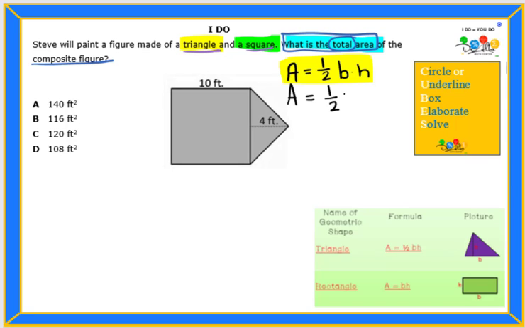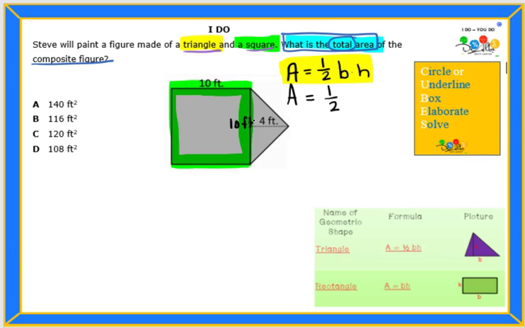So what we know is that the square has four congruent sides. So this side is also the base of the triangle. Can you see that? So if that is the side of a square, it has to be 10 because all sides of the square would be the same. So that means that this would be 10 feet.